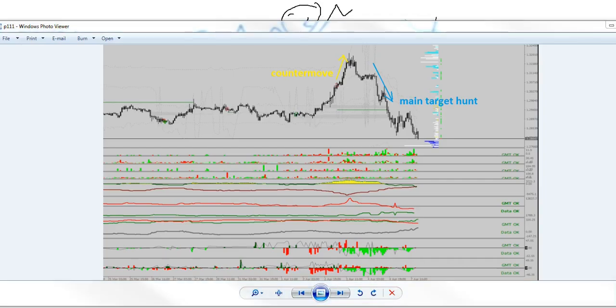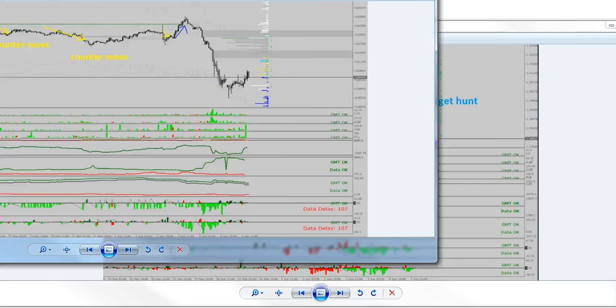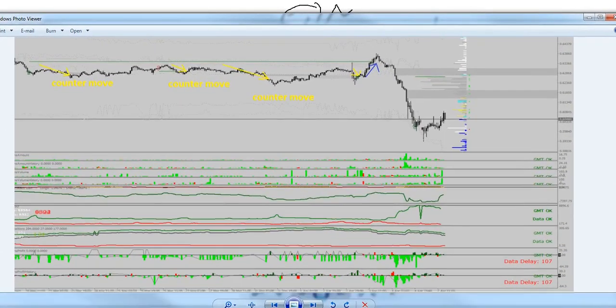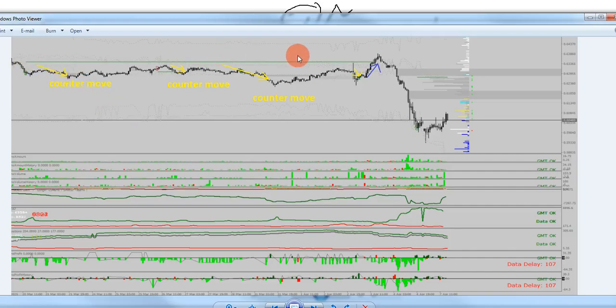So let's look at the next example. Like here. Yeah. This is the Australian dollar. Here we have the MTS, the main target, and look at that. 1 counter move, 2 counter moves, 3 counter moves, 4. 4 counter moves before the actual target run. Okay, so a handful of counter moves.